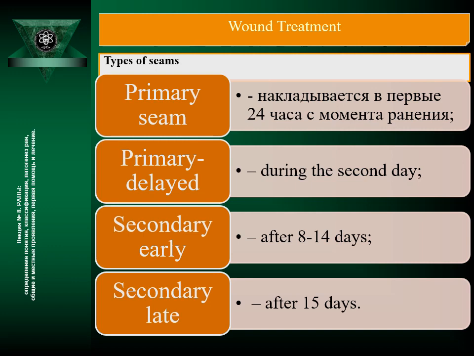Secondary late sutures are most often used for infected and inflamed wounds that have experienced a period of suppuration, which usually lasts about 2 weeks on average if we fully treat the patient, and after that the wounds are closed with a secondary late suture.